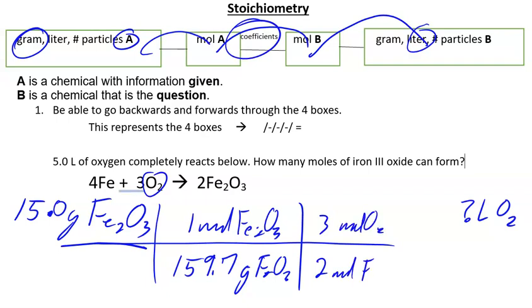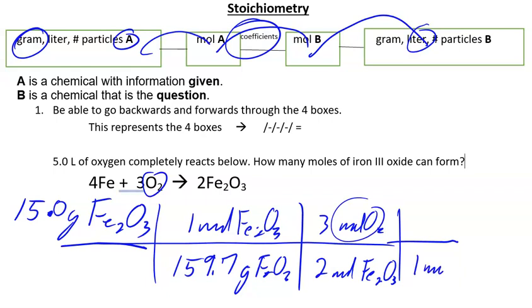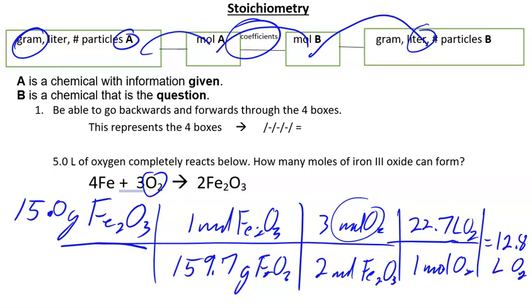And again, we're going to the oxygen because the question dictates it, not because we just want to. And then I'm going to get rid of this guy over here, and we're going to go to liters. So for liters, we're going to have moles of oxygen on top, moles of oxygen on the bottom. 1 mole equals 22.7 liters of oxygen. And if you do the math, you end up with 12.8 liters of O2.